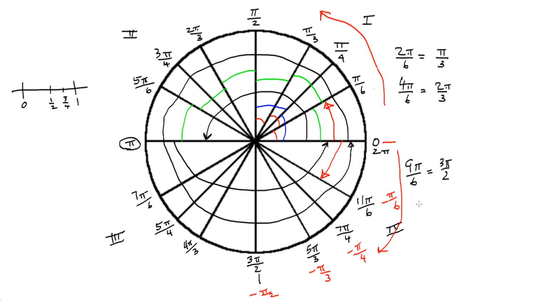Okay? So that's how we measure angles in radians on the unit circle. Thanks a lot.